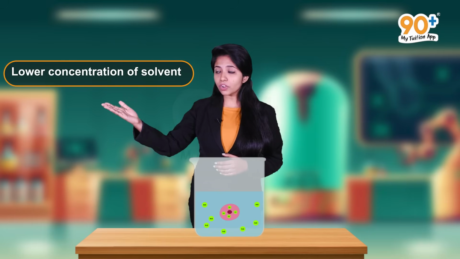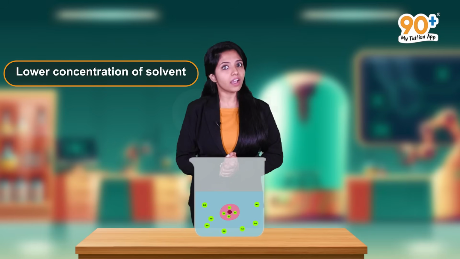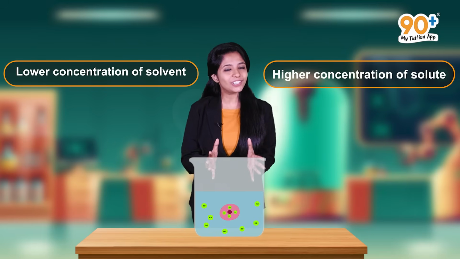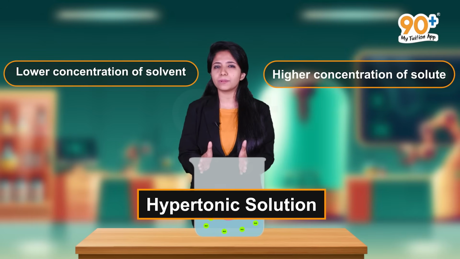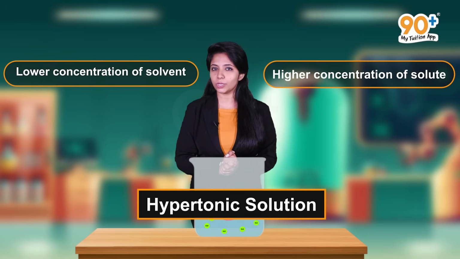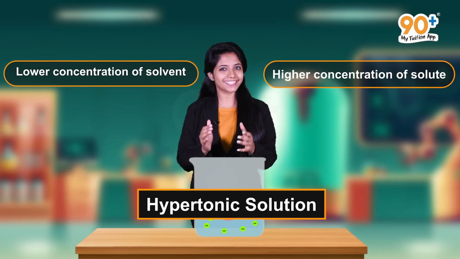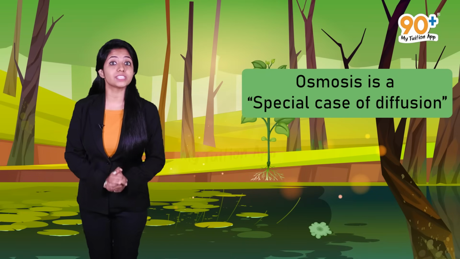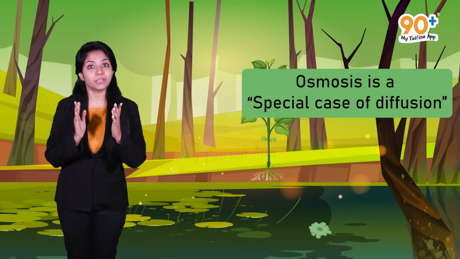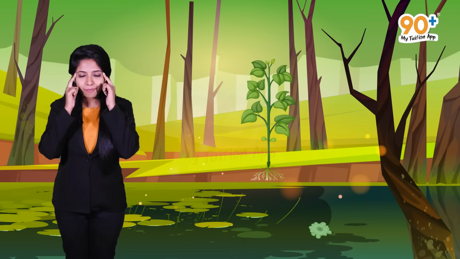And you know what? This type of solution which has a lower concentration of solvent and higher concentration of solute is known as hypertonic solution. And when a cell is placed inside a hypertonic solution, it shrinks. Hey, you know what? This osmosis is actually a special case of diffusion which occurs through a selectively permeable membrane. Remember that, it's very important.